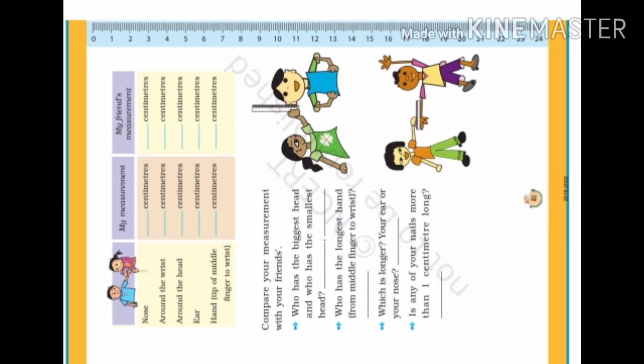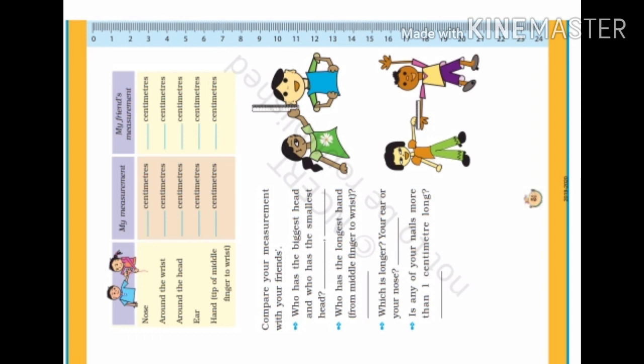Okay, and then also compare your measurement with your friends. In place of friends, you can write your brother, sister, or family, like I said before, and then answer all the following questions. Who has the biggest head and who has the smallest head? Who has the longest hand, middle finger to your wrist? Okay, and then which is longer, your ear or your nose? And lastly, is any of your nails more than 1 centimeter long? And for all these questions, you will need the help of your measuring scale.